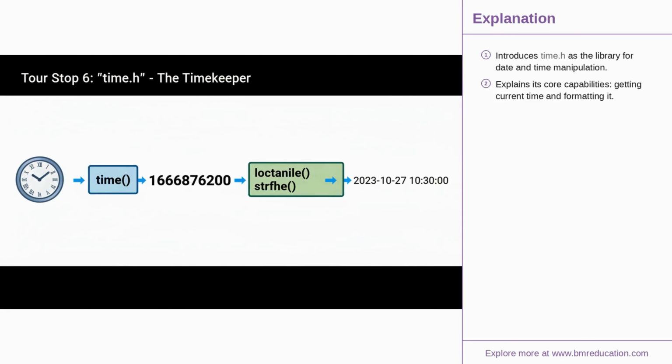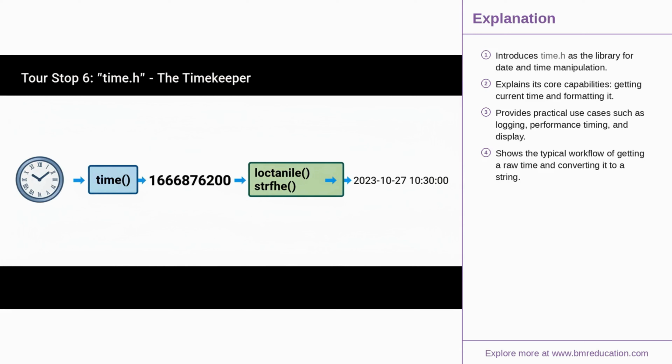Our final stop is time.h, which provides functions for working with dates and times. You can get the current system time, calculate differences between two times, and format time and date information into human-readable strings. This is incredibly useful for logging events, measuring code performance, or simply displaying the current date in your application.